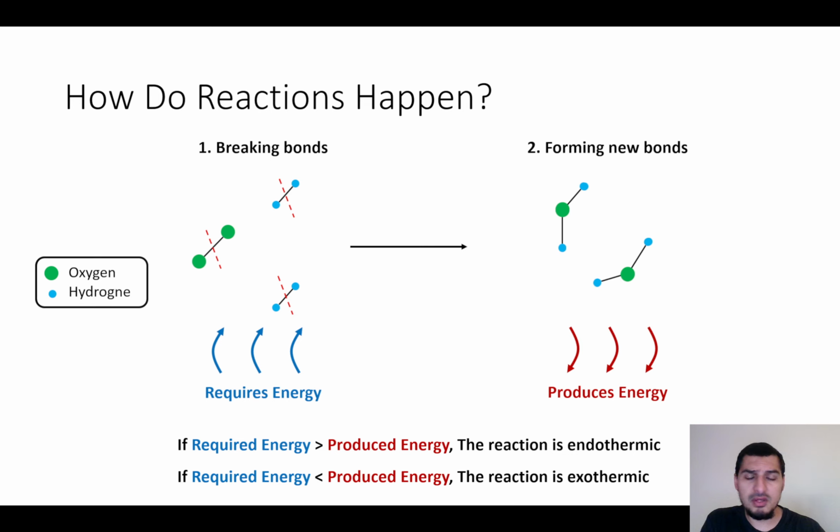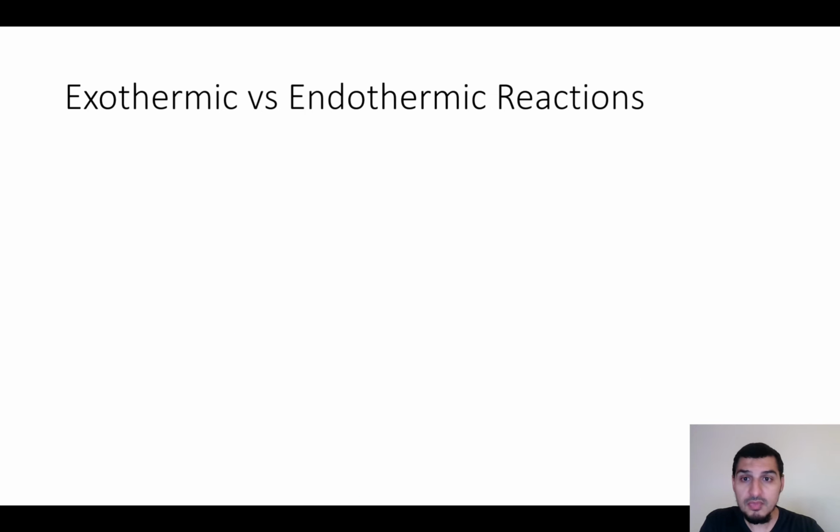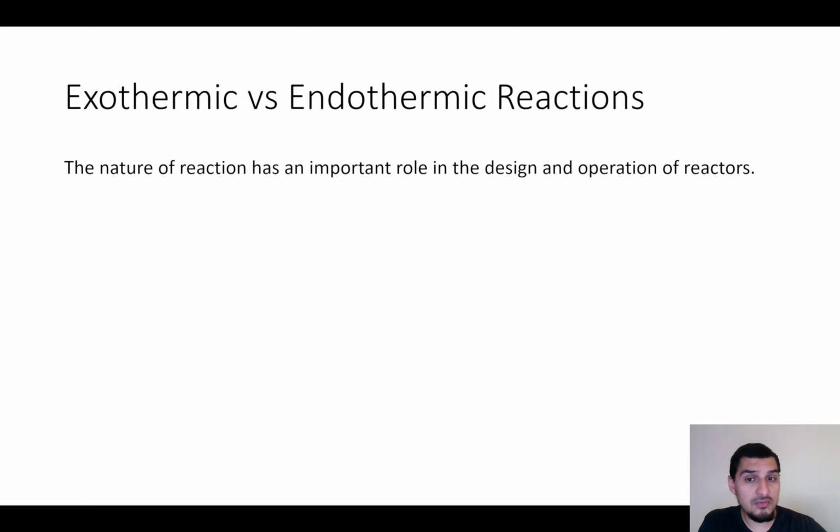This is a simple way of telling which reaction is endothermic and which is exothermic, based on the difference in the absorbed and the produced energies. It's important for us as chemical engineers to understand this concept well. It's a very basic thing to know whether the reaction is endothermic or exothermic, because a lot of things will depend on this. The design of the reactor and the design of the whole process might be affected by the type of reaction.